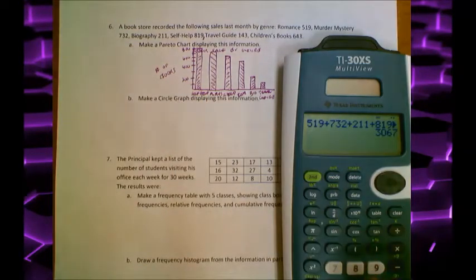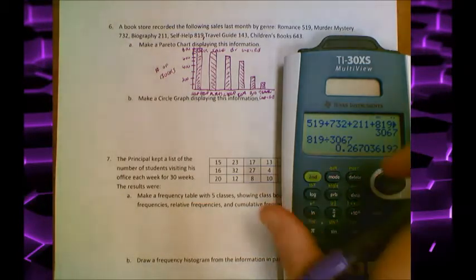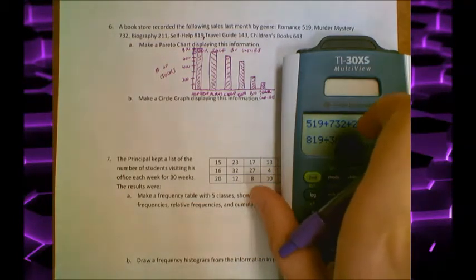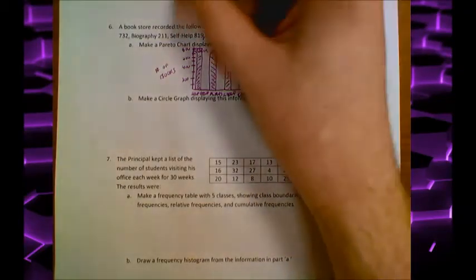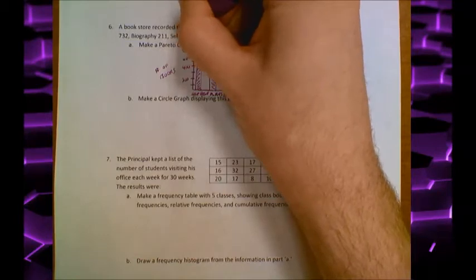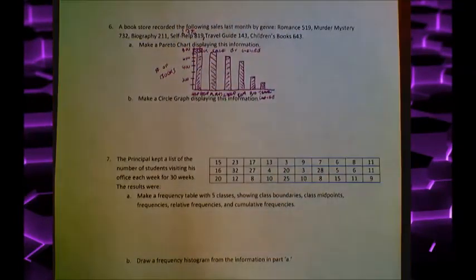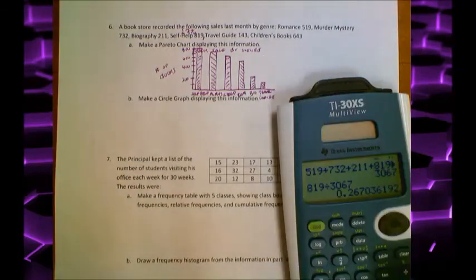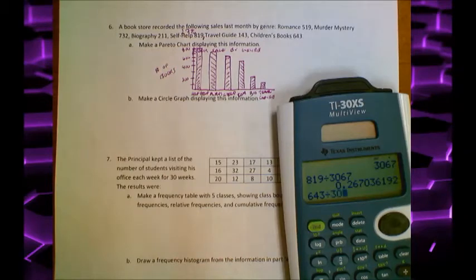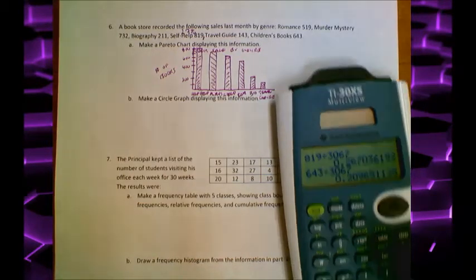So for our percentages, let's start off with our self-help, which is our largest one. That's going to be 819. We're going to divide that by 3067. So that's going to be about 27% if we round it. So I'll say for self-help, that's about 27% as a point of reference for myself here. Then my next one was 643. Divide that by 3067. We're getting about 21%.